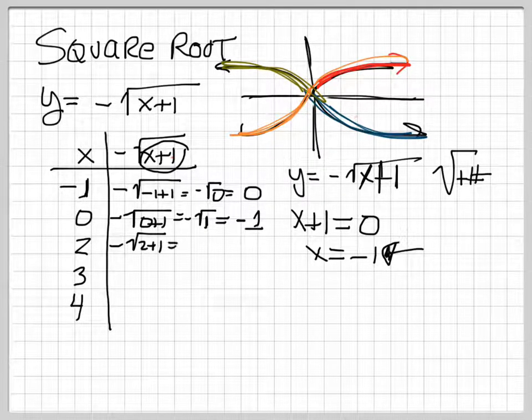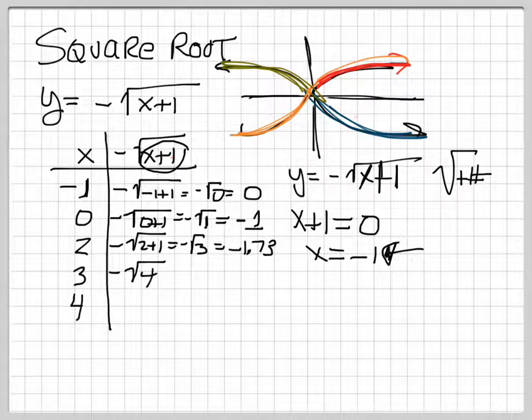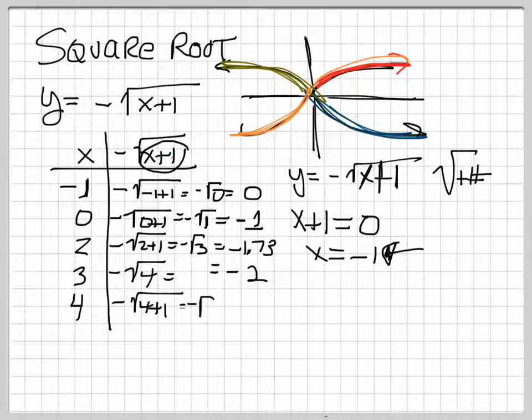Well, I'm going to get negative square root 3, which is going to be about negative 1.73. Negative square root 4, and if it's negative square root 4, that's going to end up equaling negative 2. Finally, if I put 4 in there, that would be negative the square root of 4 plus 1. That would be negative square root of 5. So that's going to be a little more than 2.